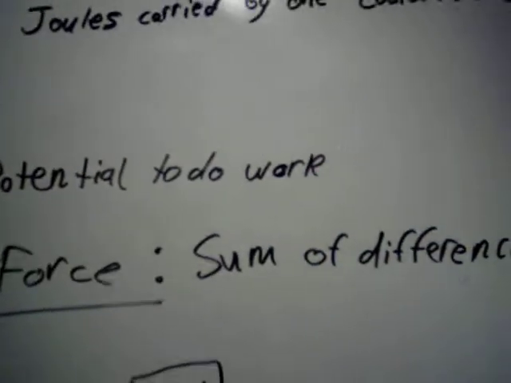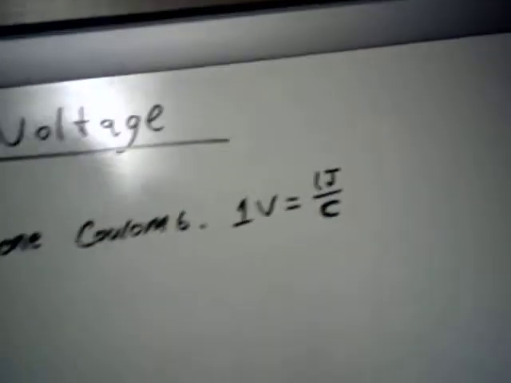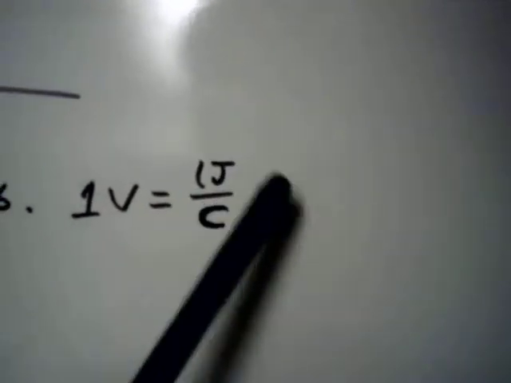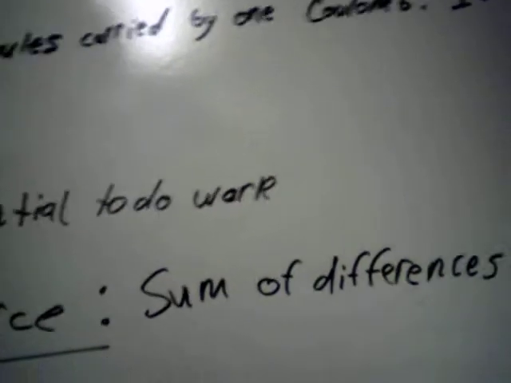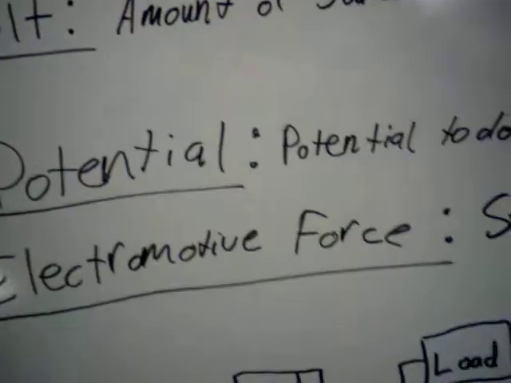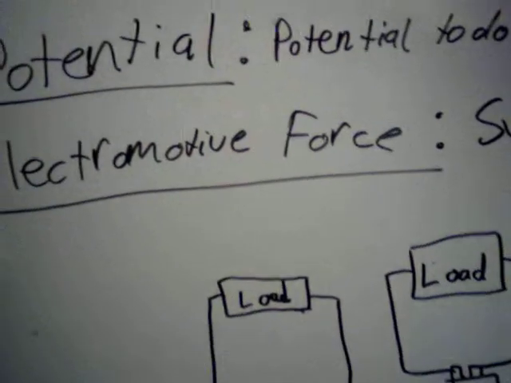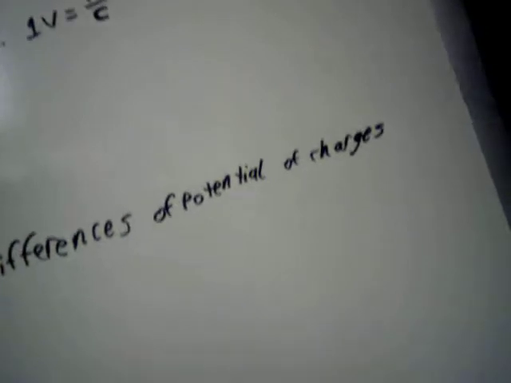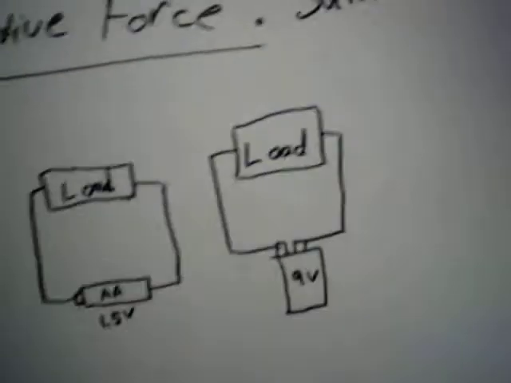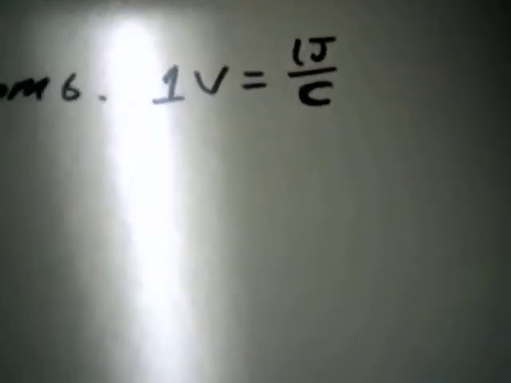We call voltage potential difference, and I'm going to explain that. What we mean by potential is the potential for a coulomb to do work, because joules are used for energy and work in physics. We won't get into that very much, but I will explain it later. And then I said electromotive force in the last video. The definition of this is just the sum of the differences of potential of all the charges. So really, it's basically just voltage.